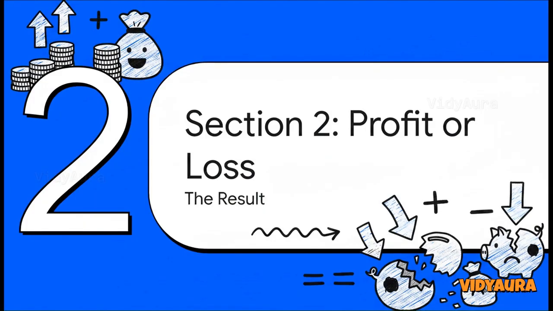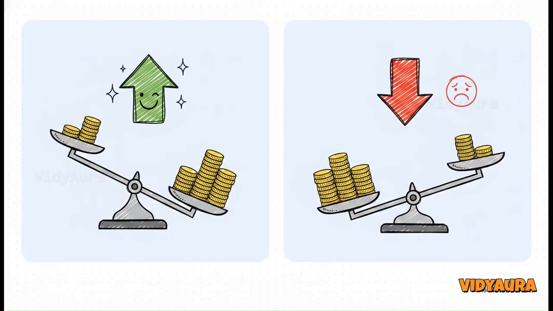Okay, so you have your cost price and your selling price. You've bought something and you've sold it. Now what? Well, one of two things happened. You either made a profit, which is a good thing, or you had a loss. Let's see how to tell which is which. The rule here is actually super simple. If you sell something for more than you bought it for, meaning the selling price is greater than the cost price, you've made a profit. But if you sell it for less than you paid, meaning the cost price was more than your selling price, that's a loss. All you have to do is compare those two numbers.